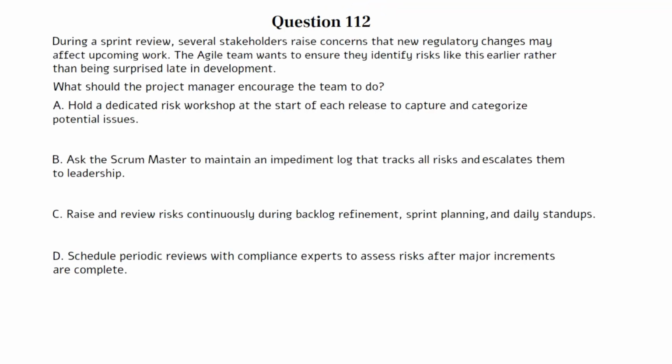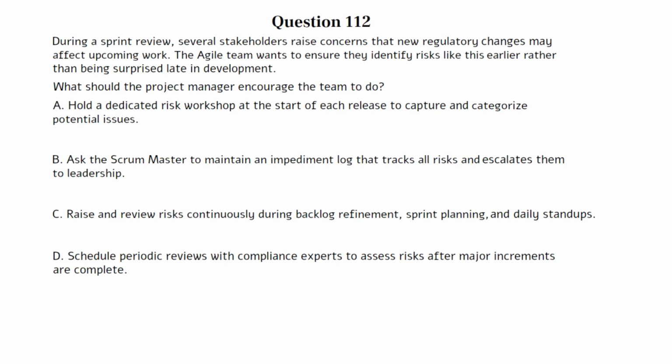Question 112. During a sprint review, several stakeholders raise concerns that new regulatory changes may affect upcoming work. The Agile team wants to ensure they identify risks like this earlier rather than being surprised late in development. What should the project manager encourage the team to do? A. Hold a dedicated risk workshop at the start of each release to capture and categorize potential issues.